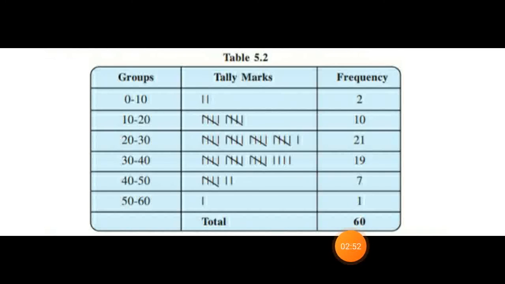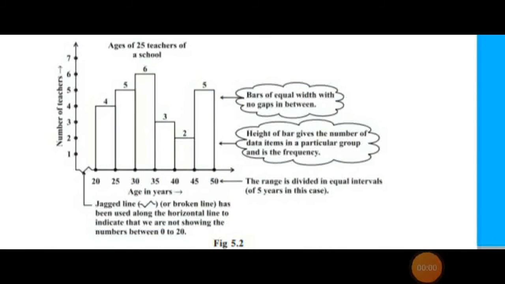Now each of the groups 0 to 10, 10 to 20, 20 to 30, etc. is called a class interval, with a lower class limit and an upper class limit. The difference between the upper class limit and the lower class limit is called the width or size of the class interval. Now you are able to see this graph.